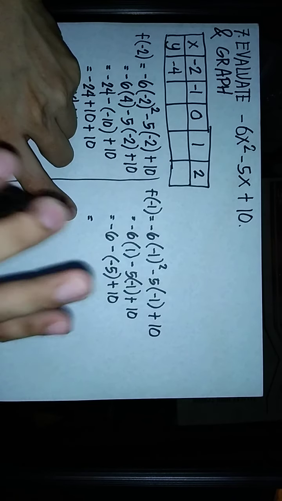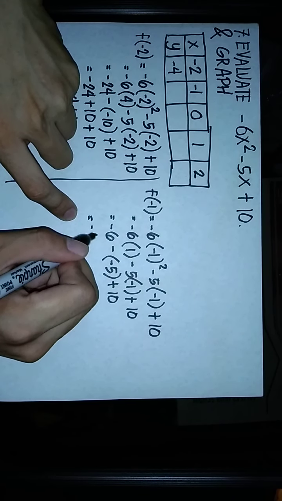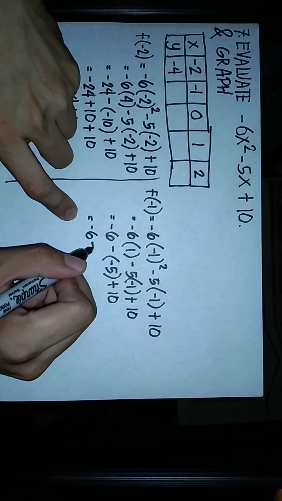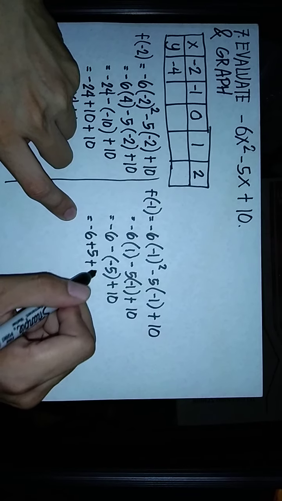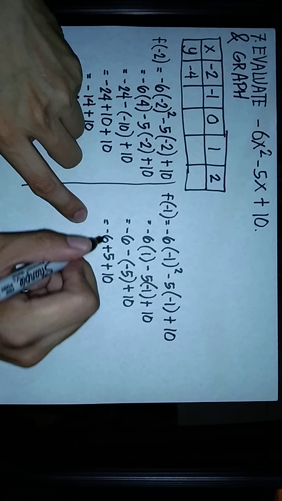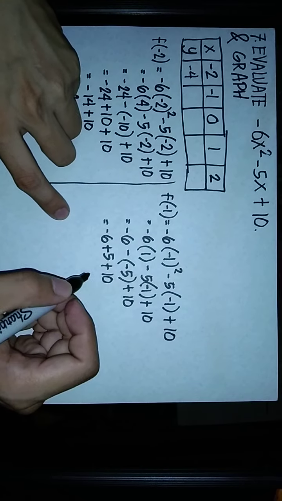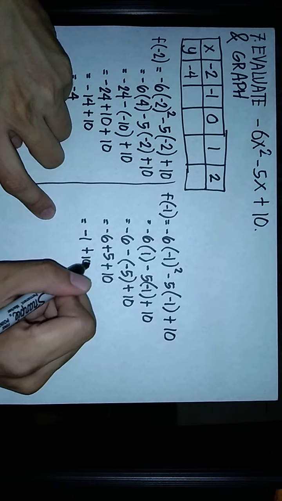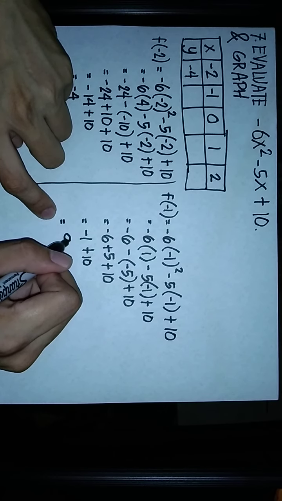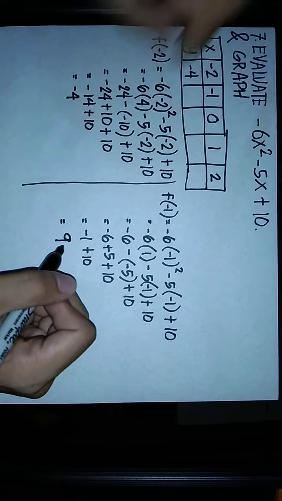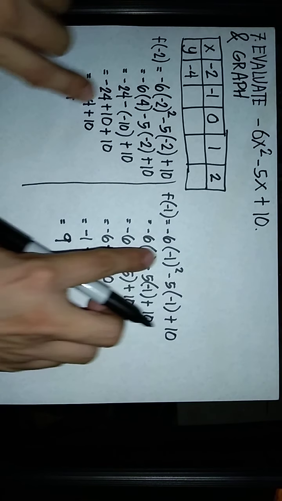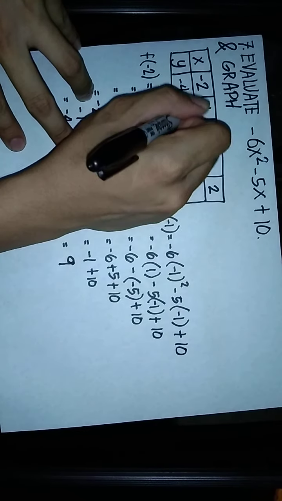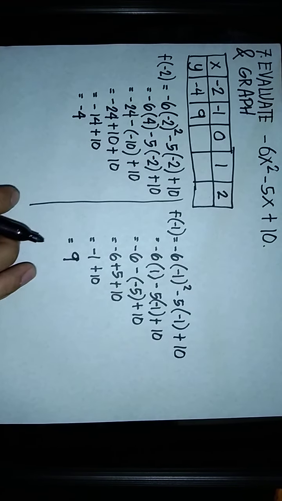So, same process tayo ng tulad ng ginawa natin kanina. So, negative 6, negative times negative will be positive 5 plus 10. So, negative 6 plus 5 is equals to negative 1 plus 10, and this is equal to 9. So, if our x value is negative 1, so ang ating y value will be 9. Okay.